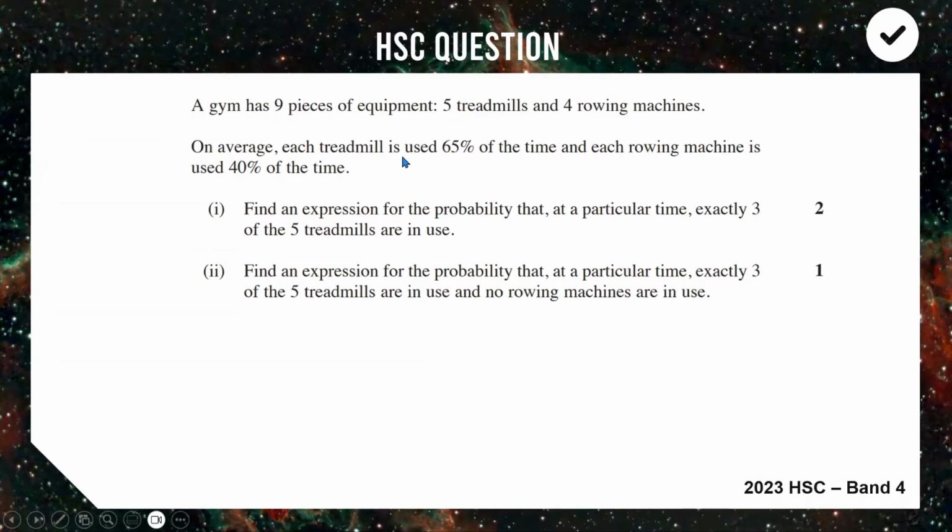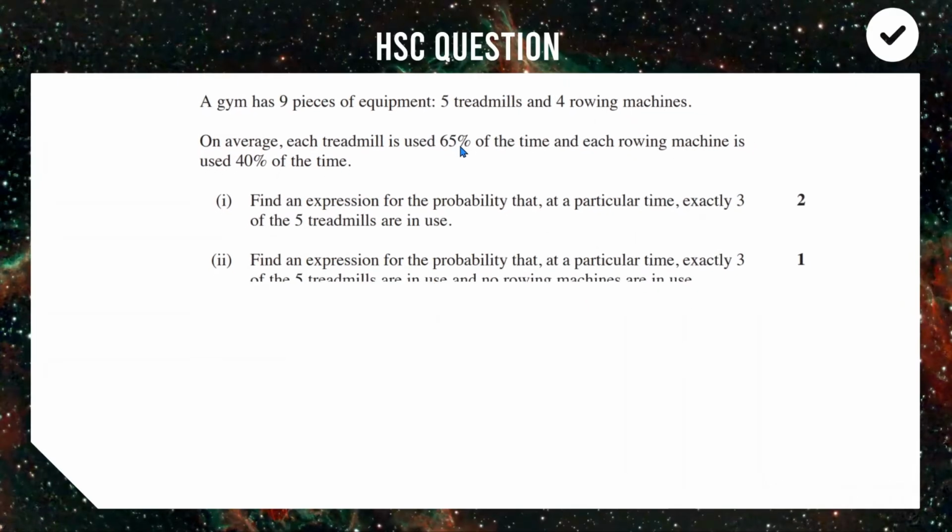On average, a treadmill is used 65% of the time, and a rowing machine, less popular, is only used 40% of the time. So let's find an expression for the probability that at a particular time, 3 of the 5 treadmills are in use. Okay, so we need a 65% chance event to happen 3 times, which means the other 2 treadmills need to be not in use.